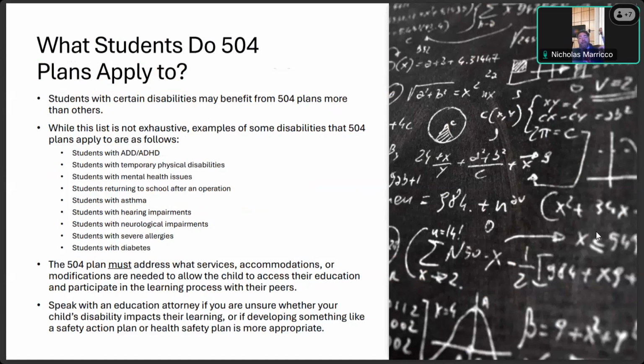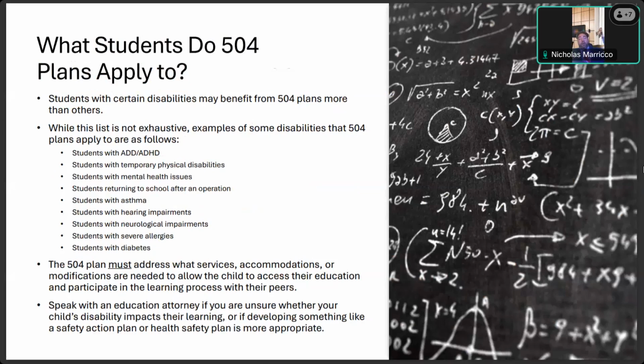Now, the 504 plan must address what the services, accommodations, and modifications are going to be. The 504 plan, it goes without saying, must be in writing. They just can't verbally tell that to you. It has to be in writing. And the 504 plan must clearly explain what the services, modifications, and accommodations are going to be.